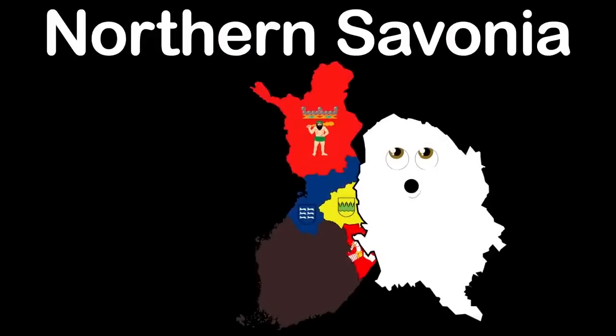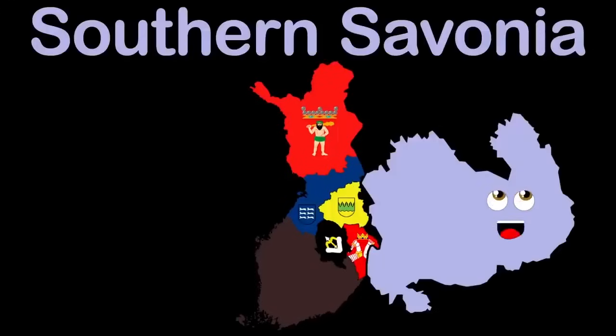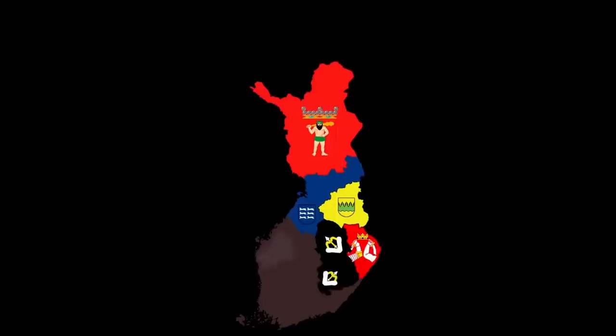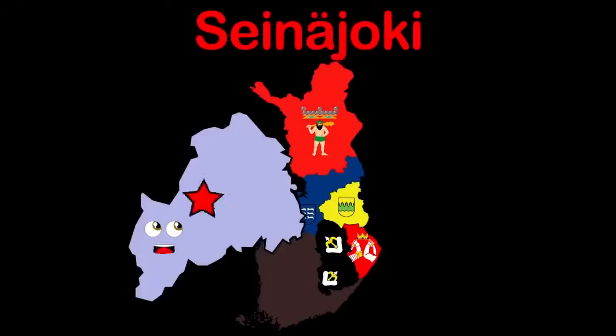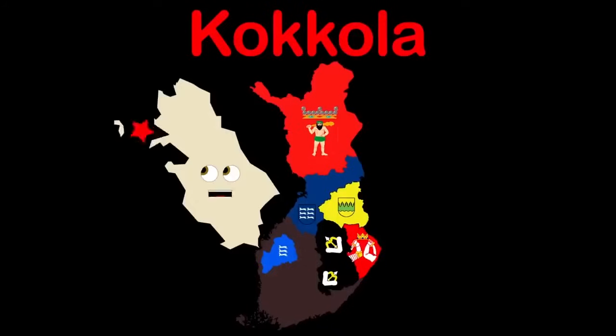I'm Northern Savonia, a landlocked region. Visit Kuopio, my capital, for any reason. I'm Southern Savonia, a region in Finland. Mikkeli is my capital, yeah, that's where it stands. Southern Ostrobothnia, that is my name. Seinäjoki is my capital, we have dance contest fame. Central Ostrobothnia is a region in Finland. My capital, Kokkola, it is really grand.